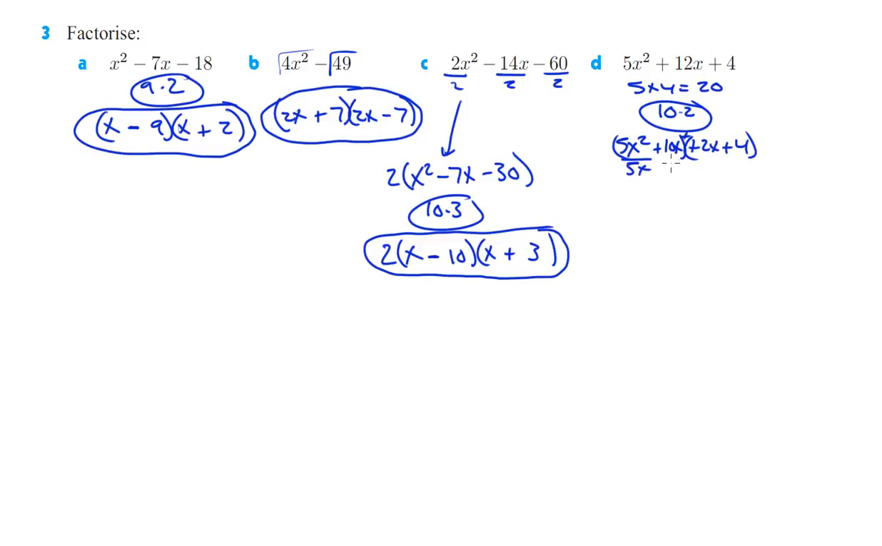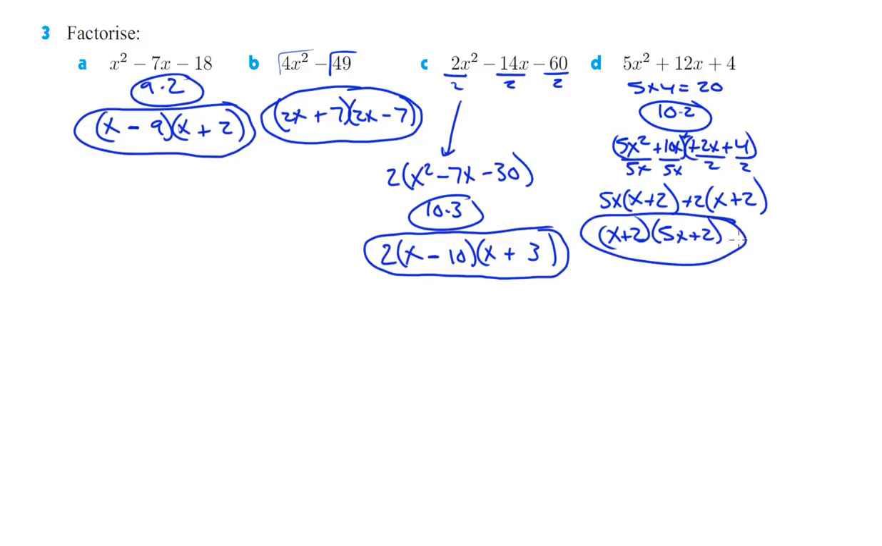These can both get a 5x out of them. So we get 5x times, and then we're left with an x plus 2. And then these, we can get a 2 out of both of those, so plus 2. And then that leaves us with x plus 2 also. So then we officially factor out the x plus 2, and we're left with 5x plus 2. And there's the factors for that one.